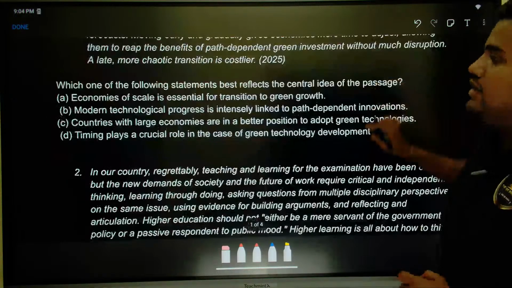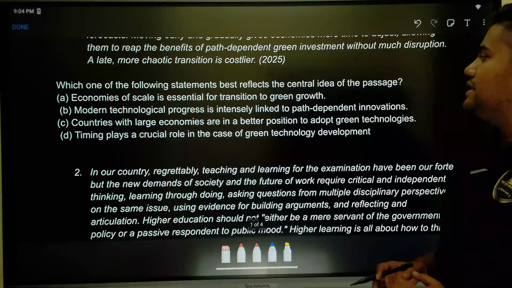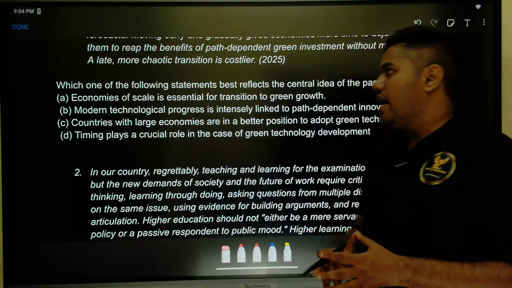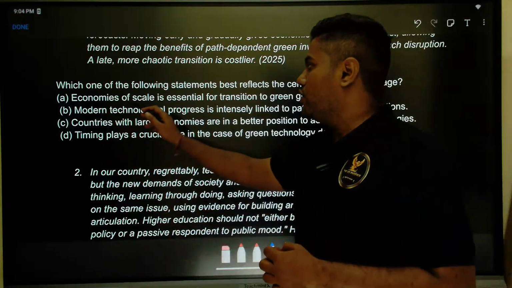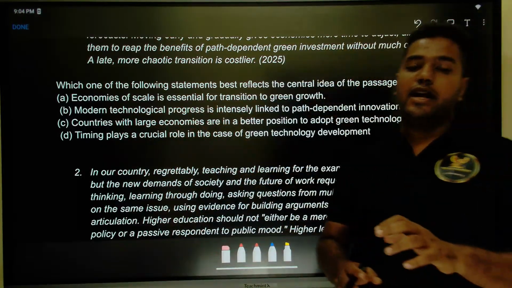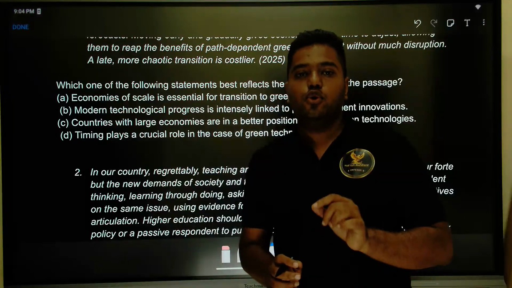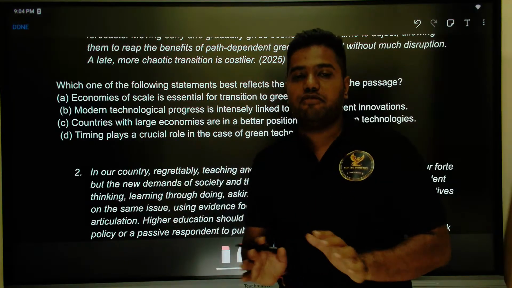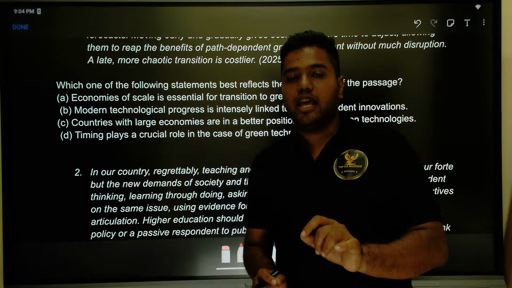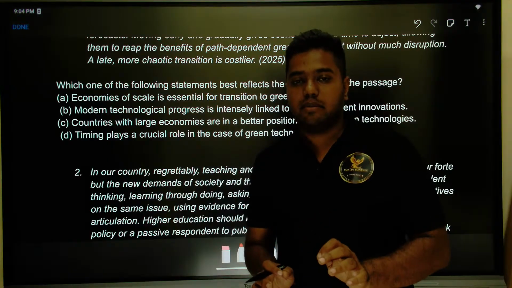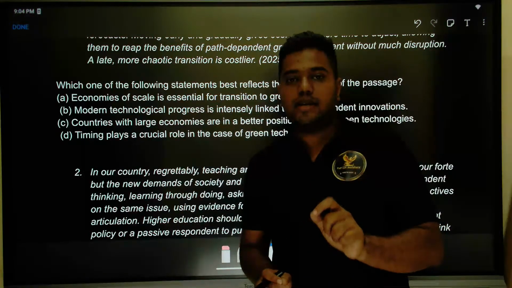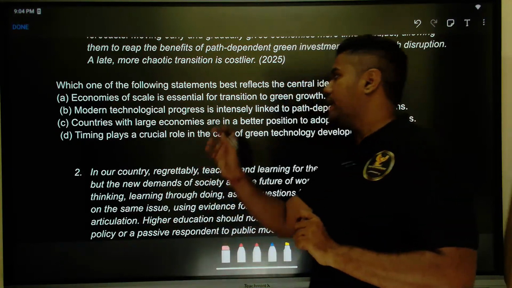Let's look at this. Which of the following statements best reflects the central idea of the passage? I'll examine statement number 1: economies of scale is essential. Ideally, what you have to do is take an A4 sheet, and there are certain words UPSC keeps repeating every year, and these words are carefully chosen to create wrong statements. The first word you have to write on that A4 sheet of paper is this word, essential.